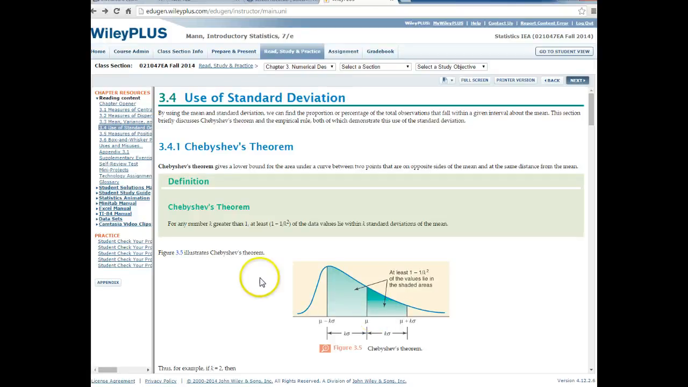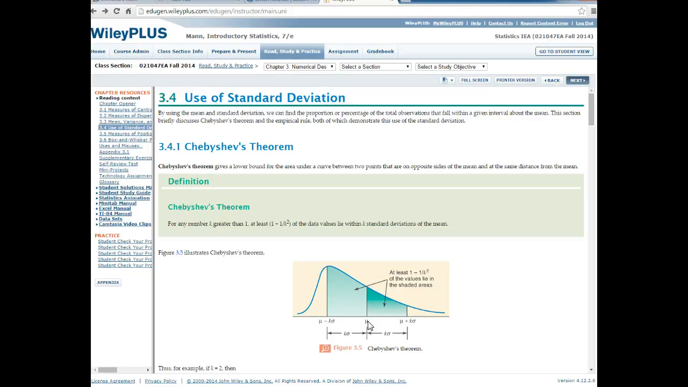So here's Chebyshev's theorem, and it has to do with the standard deviation. Basically what it says is that if you know the mean for your data, so here we can see the mean, and we also know the standard deviation, then Chebyshev came up with this pretty good result.